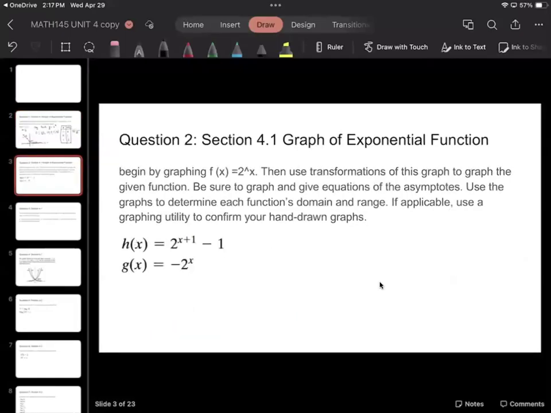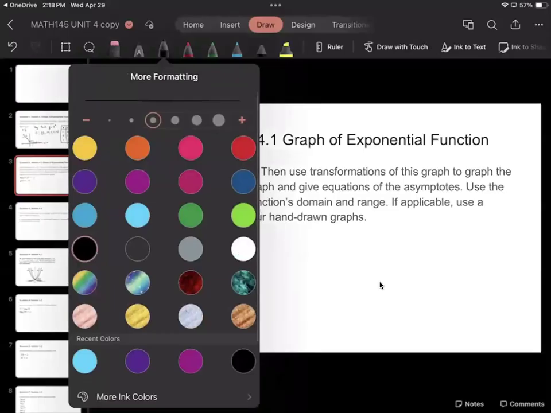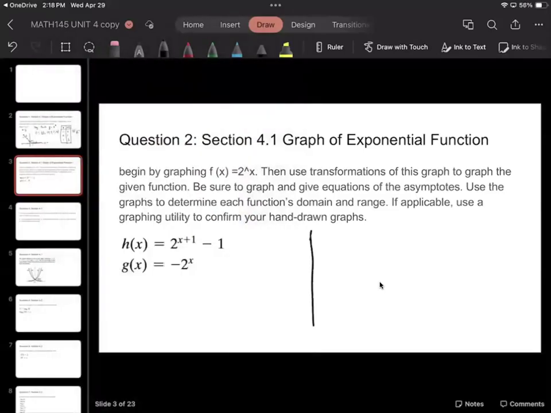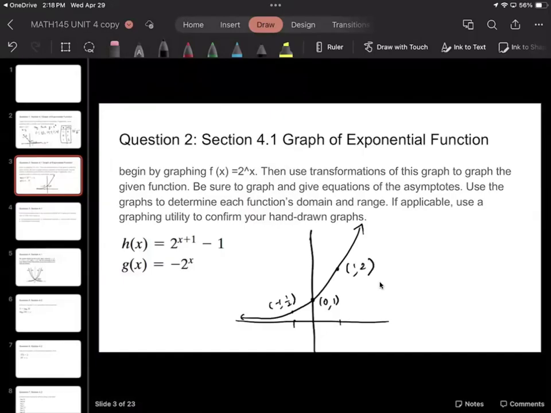All right. This question is asking you to begin by graphing 2 to the power of x and then using transformations, graph the other two. So let's do that. I'm going to graph 2 to the power of x first. The 2 to the power of x graph looks like this. The three key points are 0, 1; -1, 1/2; 1, 2. So these are the three key points.